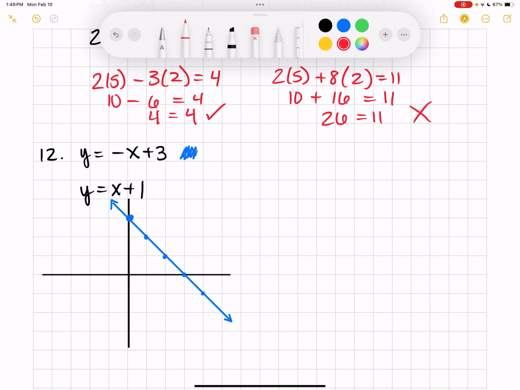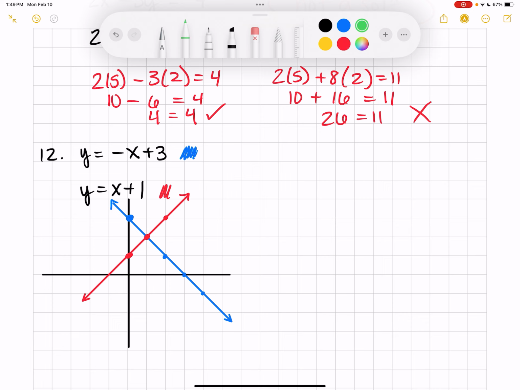Now, what is the intercept for my second line? 1. And what's the slope? 1. So it's up 1, right 1, up 1, right 1. I can already see that I've intersected, so a lot of times once you do the second one, you don't have to do as much. And so I just connect the dots there.